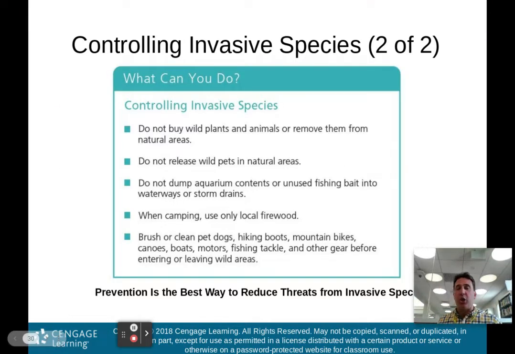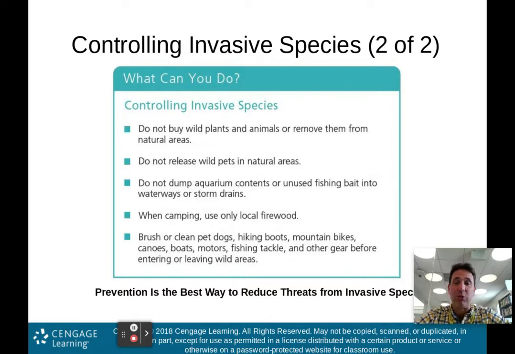So what can you do to control invasive species? Well, do not buy wild plants or animals or remove them from natural areas. Do not release wild pets into natural areas. Do not dump aquarium contents or unused fishing bait into waterways or storm drains. When camping, only use local firewood.